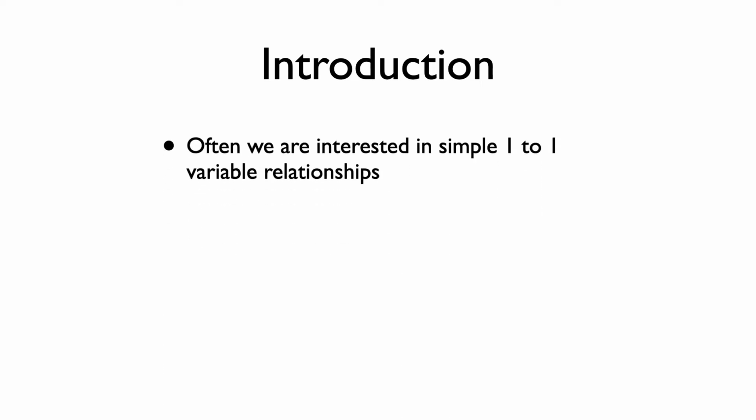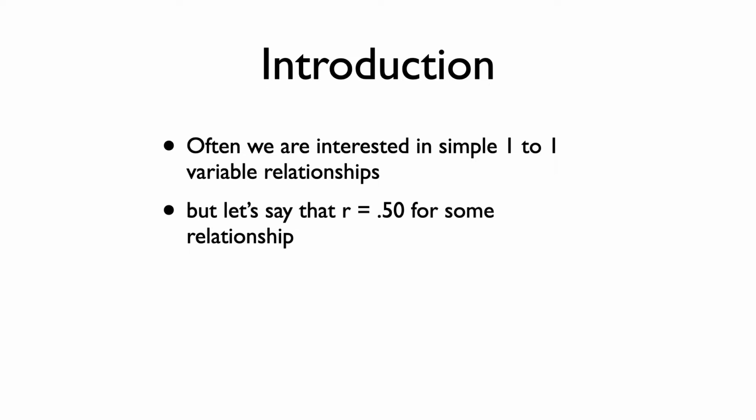So, very often we're interested in simple one-to-one variable relationships. We talked about that on Thursday. And let's say, I think the first example here was IQ and income, which correlate nicely at about 0.5. Fine. Let's say we have 0.5 for some relationship. So our relationship says it's a 0.5 correlation between whatever our x variable and our y variable is.